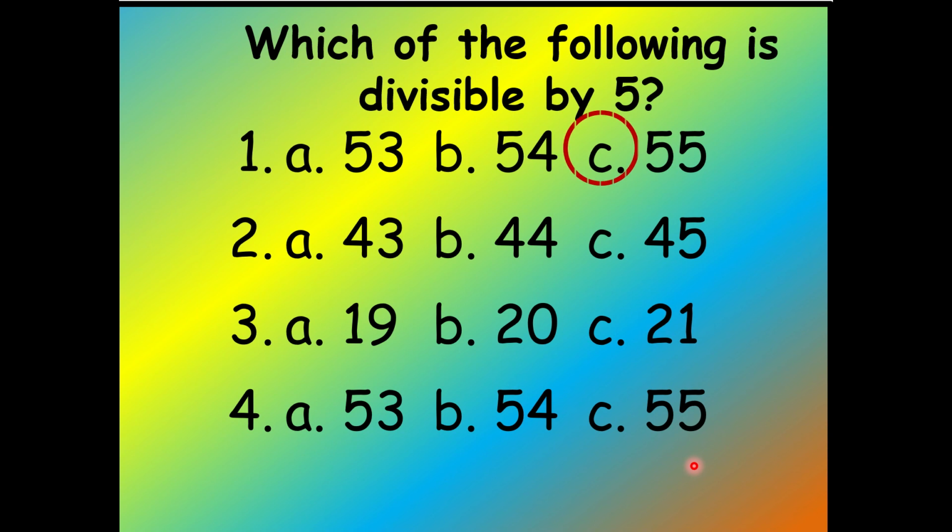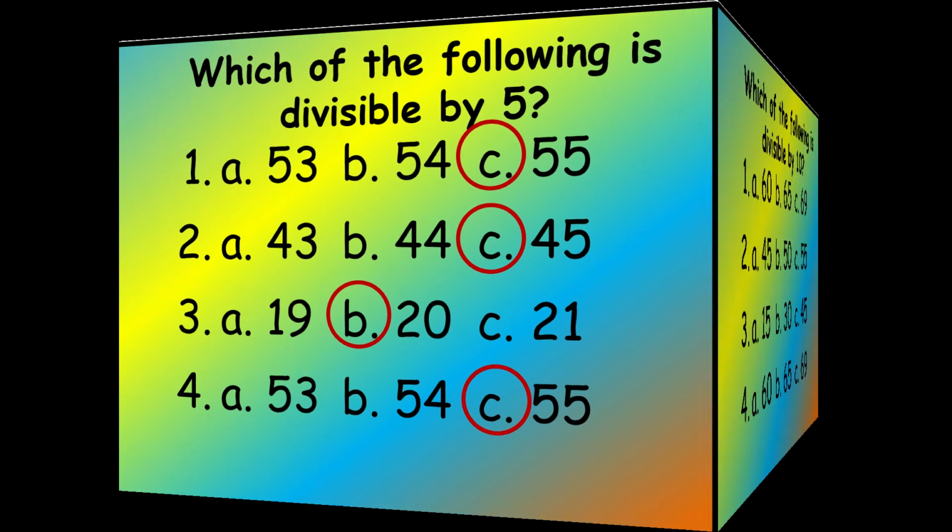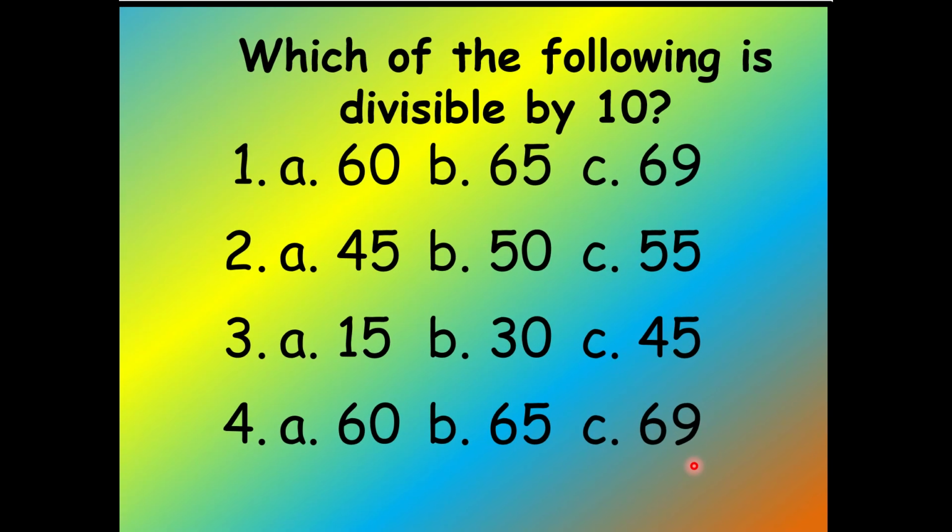Let's check. For number 1, the answer is letter C. For number 2 is C again. For number 3, it's 20, which is letter B. And for number 4, it is letter C. Okay. Let's go to which of the following is divisible by 10?